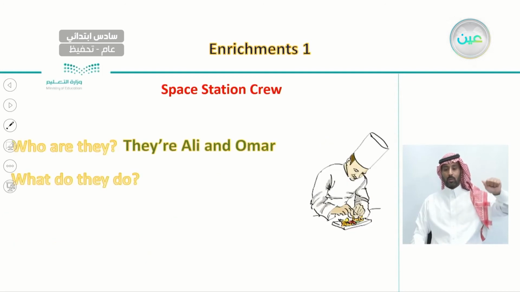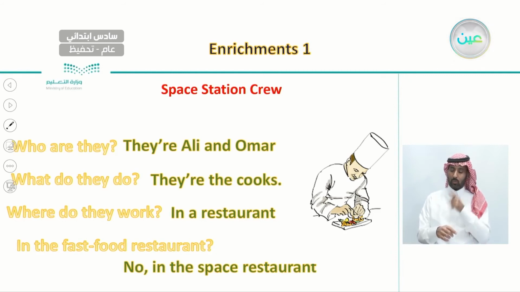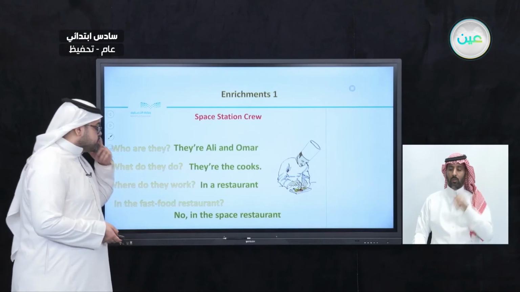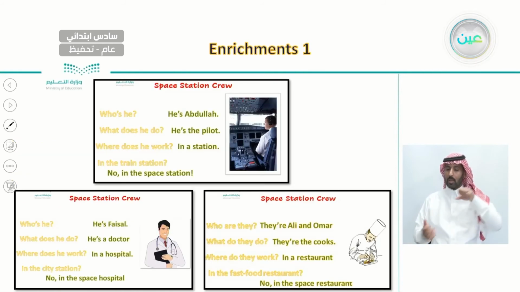And after this, we got to know 2 people who are Ali and Umar. And what do they do? They are cooks. And where do they work? They work in a restaurant, not any kind of restaurant, but a space restaurant. So this is the crew, the space station crew. We learn about Abdullah, Faisal, Ali, and Umar, and what does each one of them do.